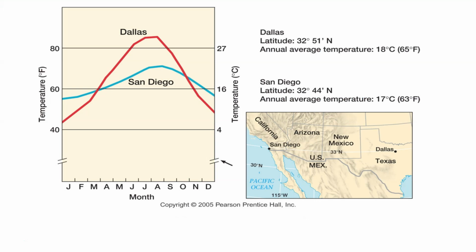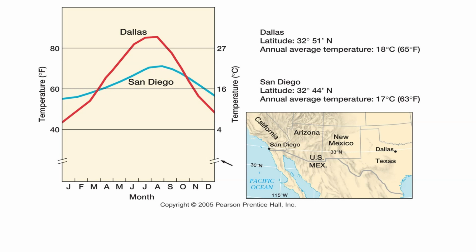And this is a perfect example right there. Look at the temperature variations for Dallas throughout the year and look at those for San Diego. Because San Diego is more coastal, you're going to notice that the temperature fluctuation throughout the course of a year is not very big. And that's because of the moderating effects of the ocean.